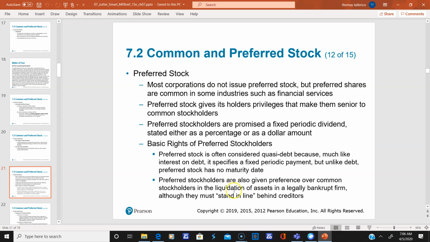And when it comes to liquidation, if a company goes belly up, basically the preferred stockholders are also given preference over the common stockholders. So there's a hierarchy about who gets paid. Remember, the bondholders get paid first, preferred stockholders get paid next, and the common stockholders get paid last.